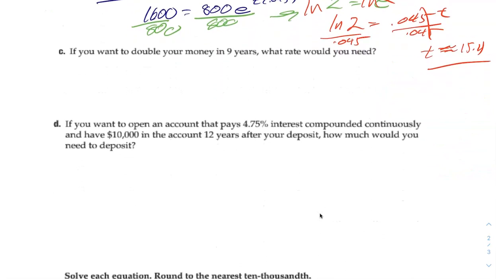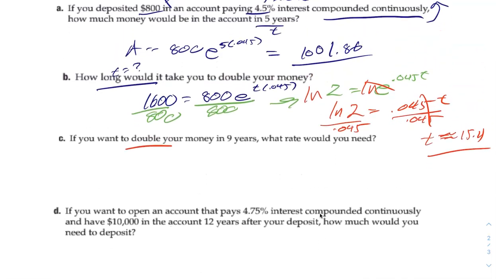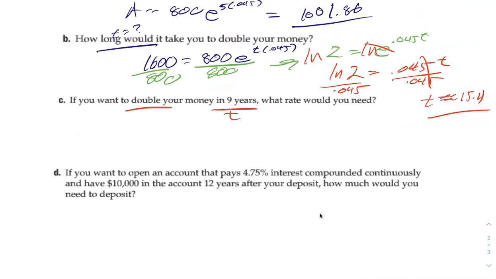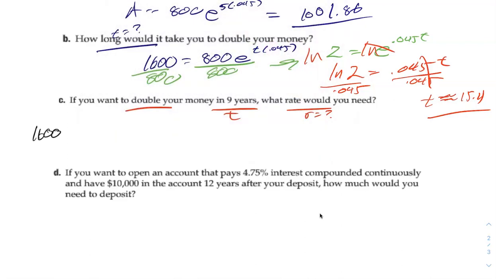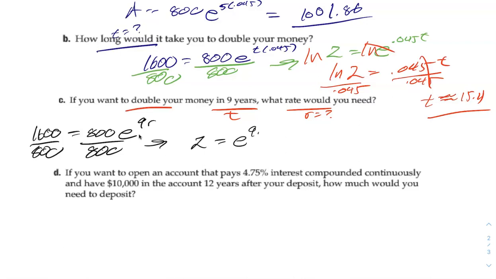If you want to double your money in 9 years, what should the rate be? It's a different question. I want to double my money again, but now I know the time, I don't know the rate. So we're going to set it up like before. Double is 1,600 because we know that from last time. 800 times e, I know it's 9 years, but I don't know the rate now. The rate's a question mark. Same thing, solve it. Divide by 800. You get 2 equals e to the 9r.